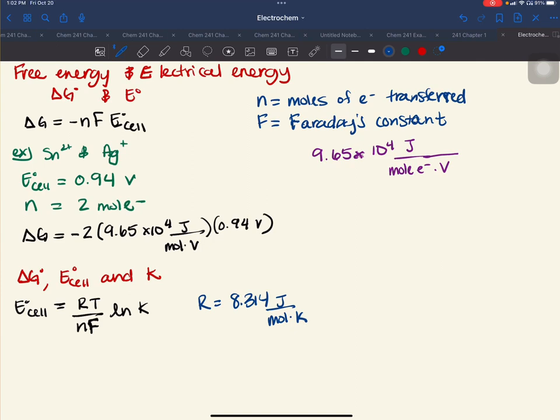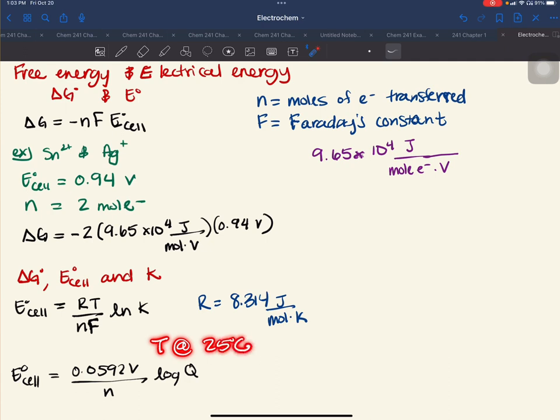Now, something you need to be aware of is a lot of textbooks will give this equation in its alternate form, where we have E cell is equal to 0.0592 volts over N times the log of Q. Now, something you need to be aware of is this always assumes that your temperature is at 25 degrees Celsius, and it only gives you 3 sig figs. So it's not the best equation to use. Sorry, this should be K. We'll get to Q in just a minute. It's not the best equation to use if you're not at 25 degrees Celsius and if you don't want to limit your sig figs to 3 sig figs.